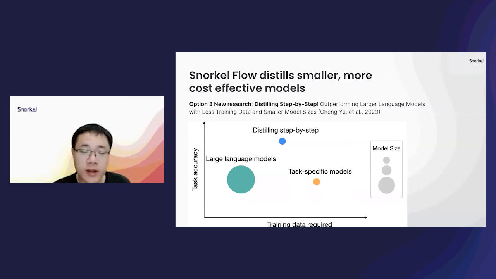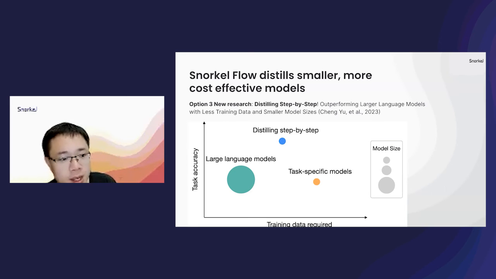In addition to the previous technology, Snorkel also has a lot of cutting edge research. This is one of the pieces of research coming out in recent years, in 2023, called Distilling Step by Step: Outperforming Larger Language Models with Less Training Data and Smaller Model Size. This is authored by Cheng-Yu and co-authored by our co-founder and CEO, Alex. You can see here, by using Distilling Step by Step, you have a higher task accuracy compared to large language models, and you're able to use less data compared to task-specific models, while still outperforming both.